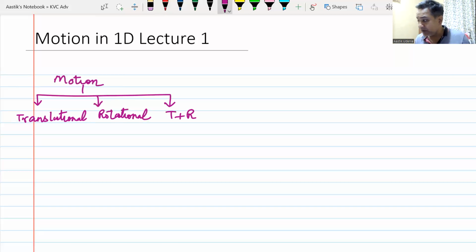This type of motion, rotational motion and translational plus rotational, the combination, will come in a chapter known as rigid body or rotation. We don't have to be concerned about it right now. What we need to be concerned about right now is this translational motion. Now this translational motion can again be further subdivided into two categories. What are those two categories?